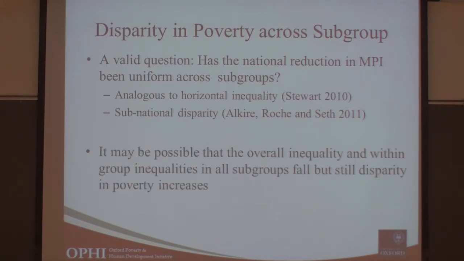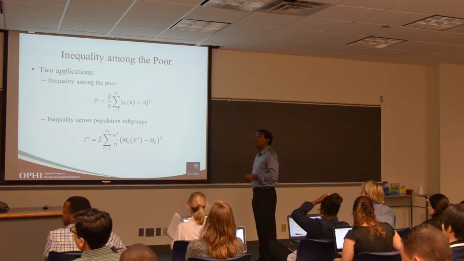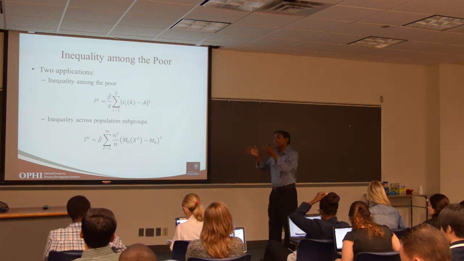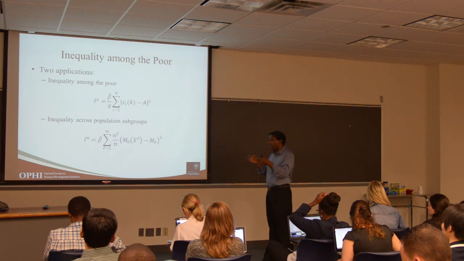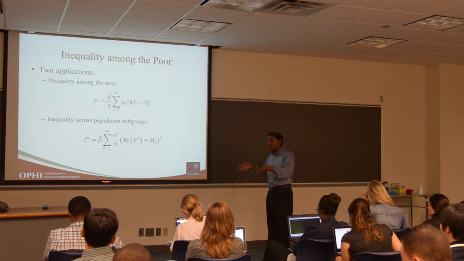Sorry, can we go back one or two slides? The inequality formula for the specific population subgroups? Yeah. I think the challenge there is how to compute the beta, right? No. Beta is you just take the beta that allows you to bound the inequality measure between 0 and 1.